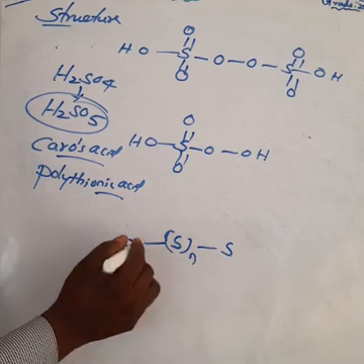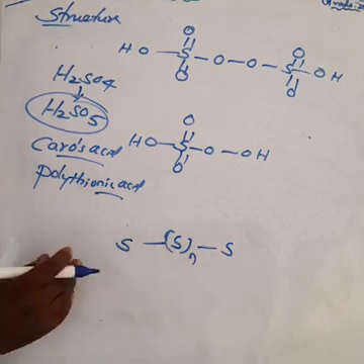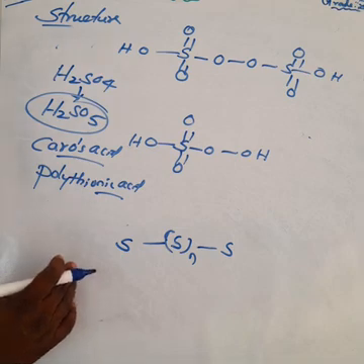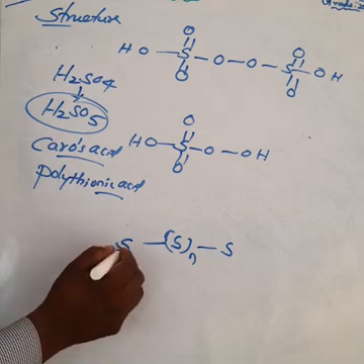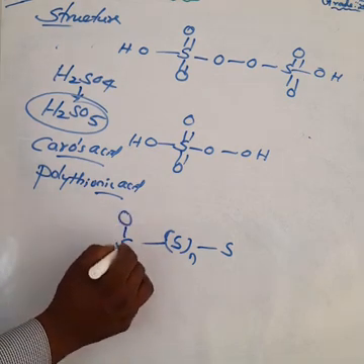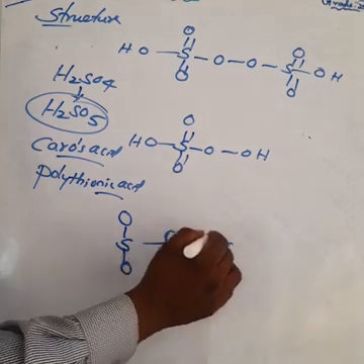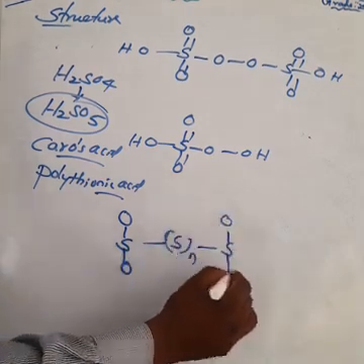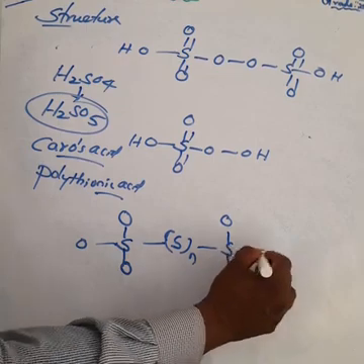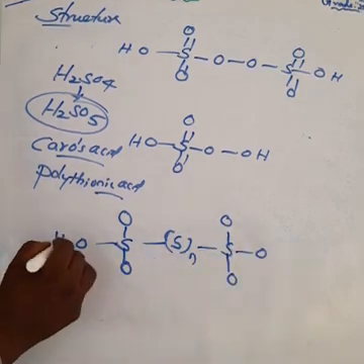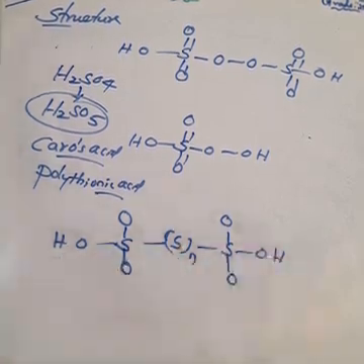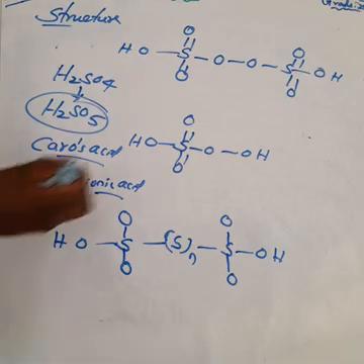So how much oxygen is there? H2SN+2O6. Six oxygen atoms. Sulfur is surrounded by six oxygen atoms. One sulfur has oxygen above and below, the other sulfur has oxygen above and below, left side one oxygen, right side one oxygen, left side one hydrogen, right side one hydrogen. So these are over. Am I right? These structures are over.